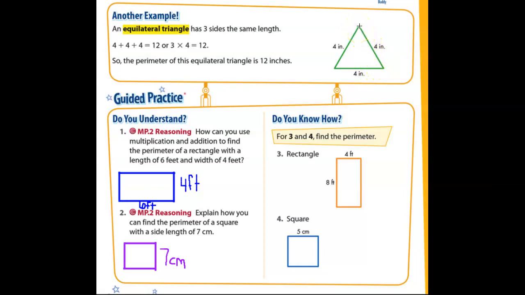So to find the perimeter of this equilateral triangle, you would add 4, all three sides. 4 plus 4 plus 4, which you see over here, equals 12. I could also multiply because I know that each side is 4 inches and there are 1, 2, 3 sides. So 3 times 4 is 12. The perimeter of this equilateral triangle is 12 inches.